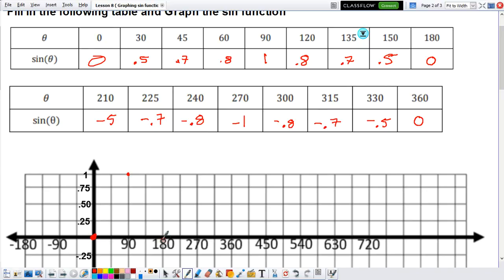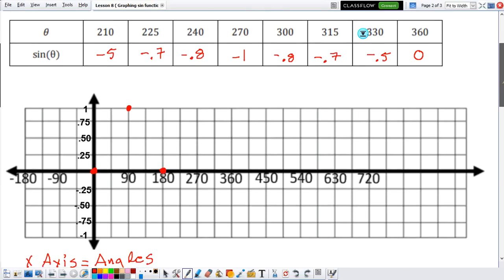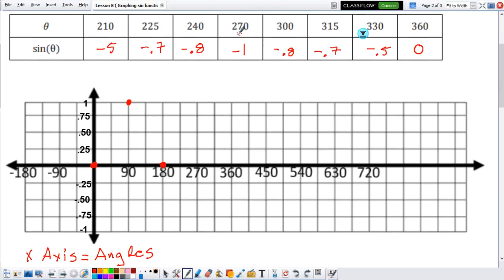Now let's look at our next point, 180. When my degree was 180, I had a value of 0. I'm just plugging in the values that we have here on our table. At 270, our value was negative 1. At 360, we come back to 0.